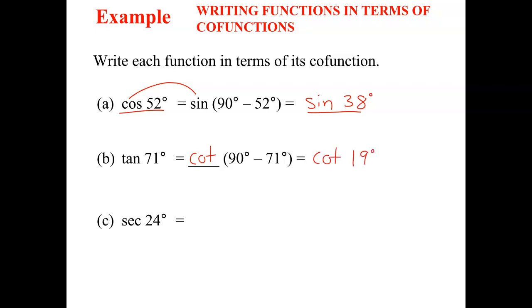19 degrees. So tangent of 71 degrees is equivalent to cotangent of 19 degrees. What's the cofunction for secant? Cosecant. Okay? So what am I going to subtract for cosecant? 90 minus 24, which gives me what? 66. Cosecant of 66 degrees is going to be equivalent to secant of 24 degrees. And we're going to see this kind of relationship come up later with some of our special right triangles as well.